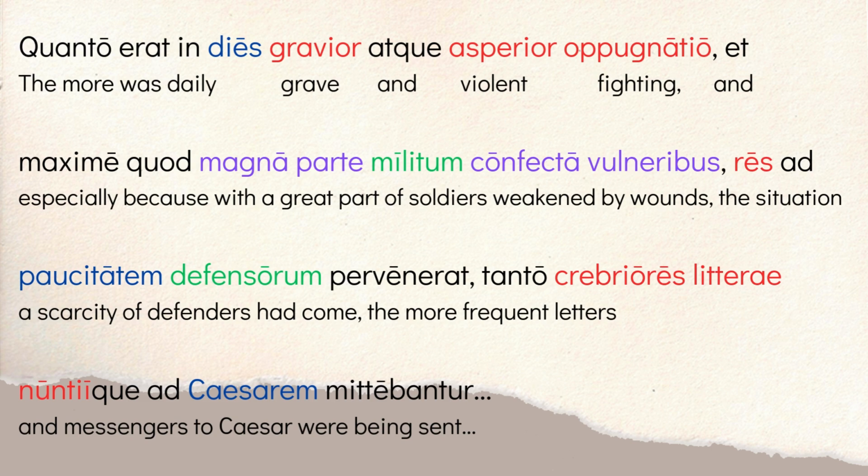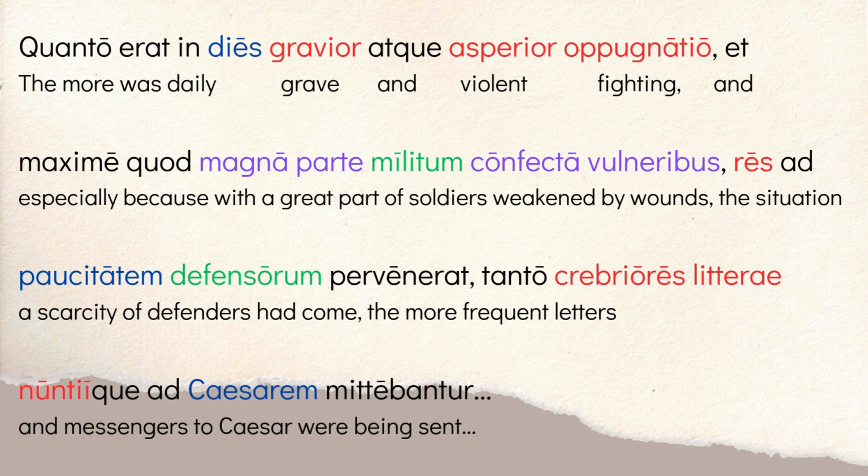And he keeps going, he says, et maxime, and especially because, right? Then you have the ablative here. So you have magna parte militum, with a great part of the soldiers, confecta vulneribus, having been weakened by wounds, right? So it's saying that not only was the fighting getting more violent and kind of more serious or grave daily, right? In dies, you have gravior asperior. So it's getting worse and worse by the day. And especially this is happening because so much of the army is actually wounded, right? So magna parte militum confecta vulneribus, right? Was such a great part of the soldiers having been wounded, right?